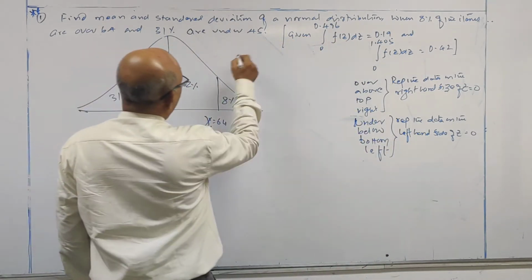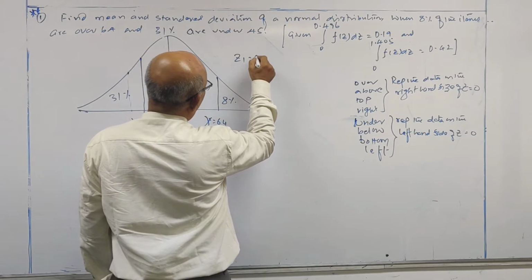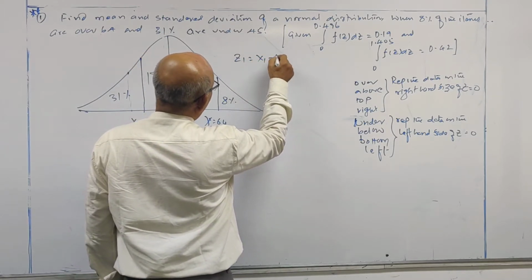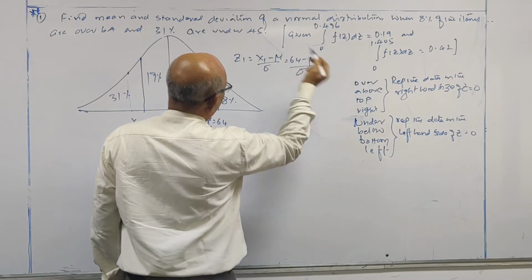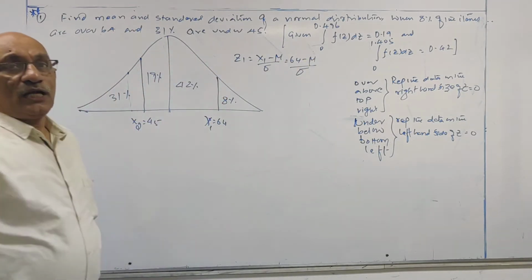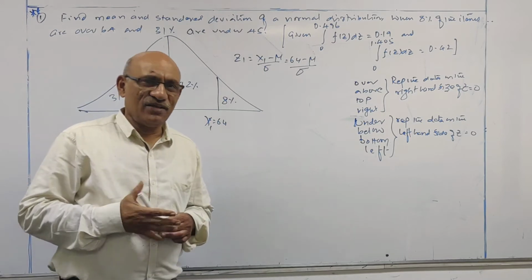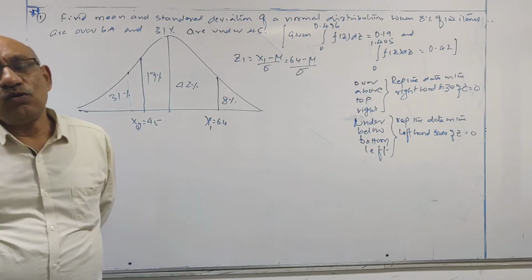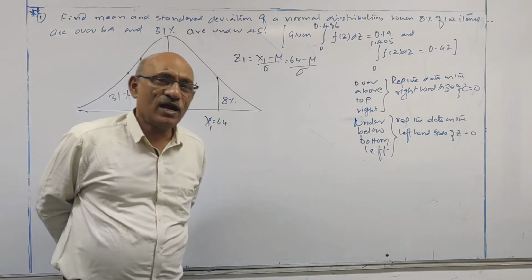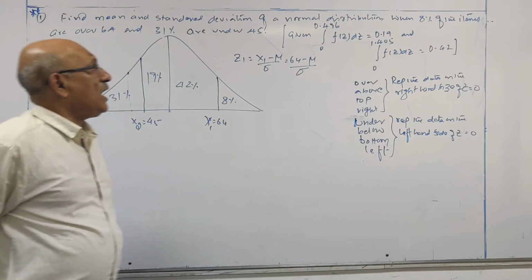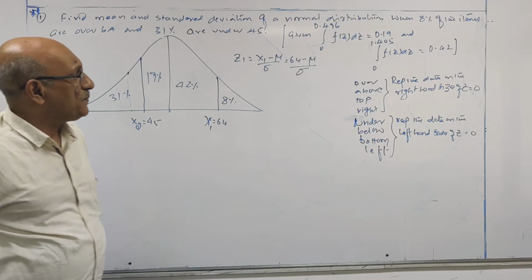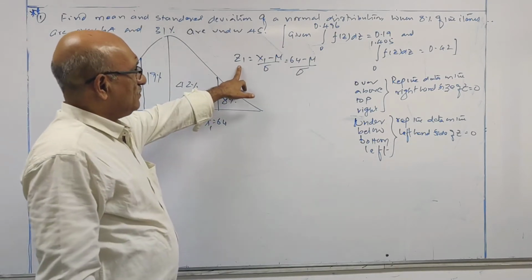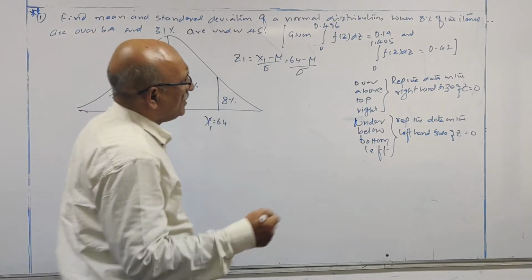Now, Z1 is equal to x1 minus mu divided by sigma, 64 minus mu divided by sigma. Two unknowns, mean and standard deviation, we have to calculate. When two unknowns are there, we need two equations. Okay. I want Z1 value. How can I get it? It is given in the question.